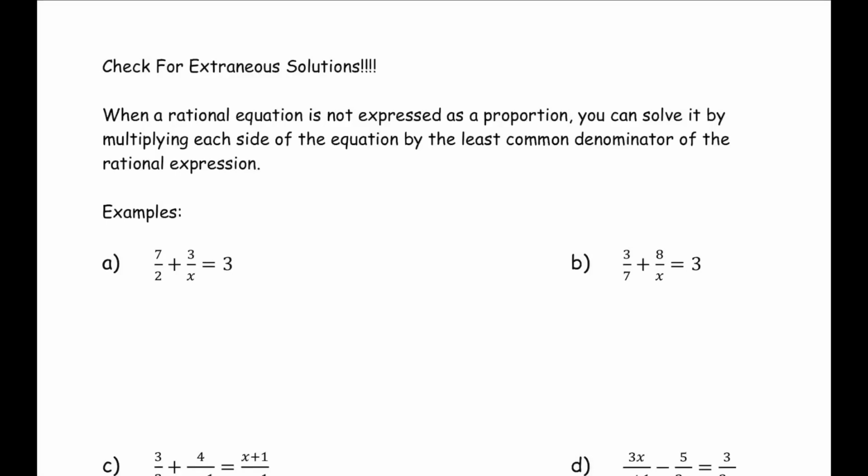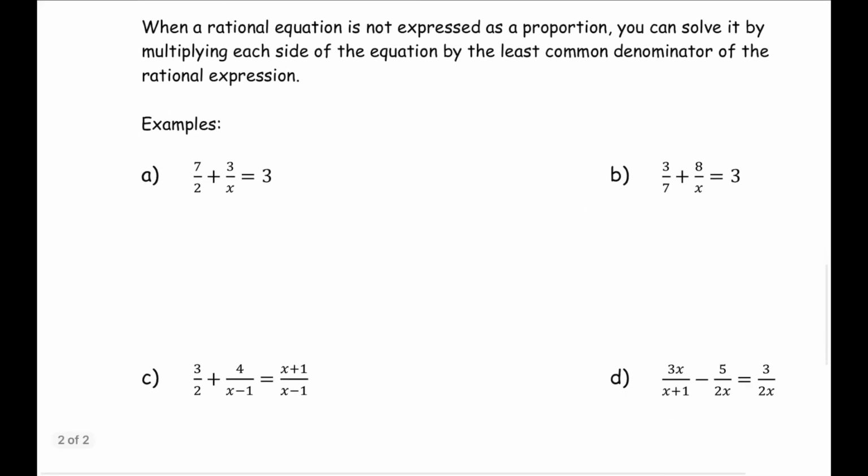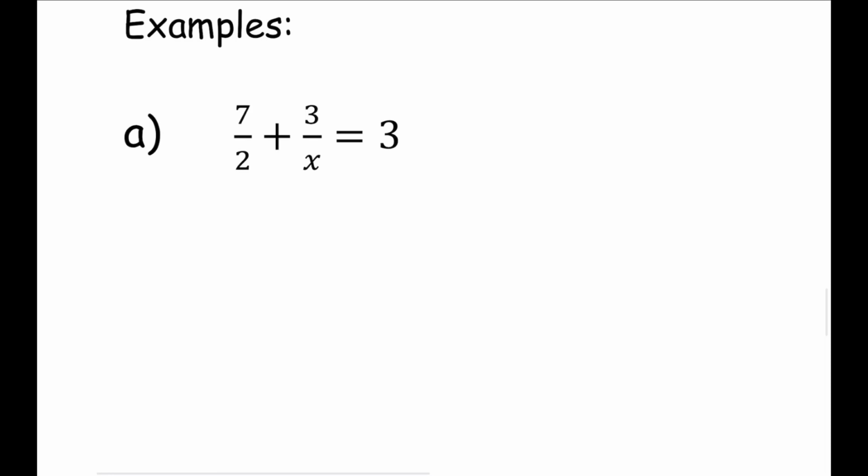All right, guys, so we're going to talk about how to solve rational equations when they are not proportions. What we're going to do is multiply everything in this equation by the least common denominator, which means we have to figure out what the least common multiple of the denominators is. Pretty easy to do in most cases, but let's take a look at a simple example and get started. If we take a look at this one, the least common denominator is going to be 2x.